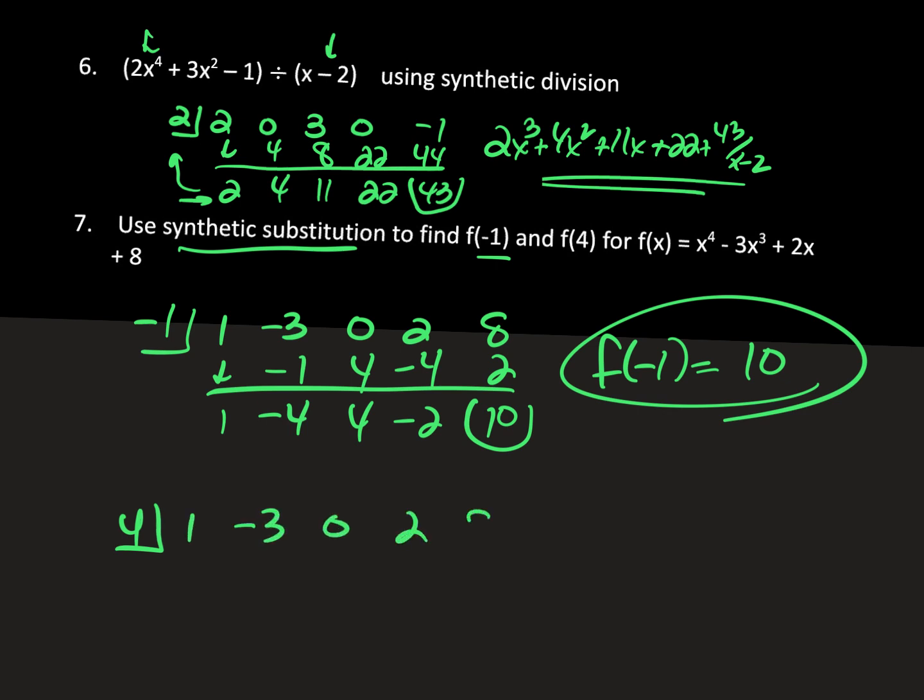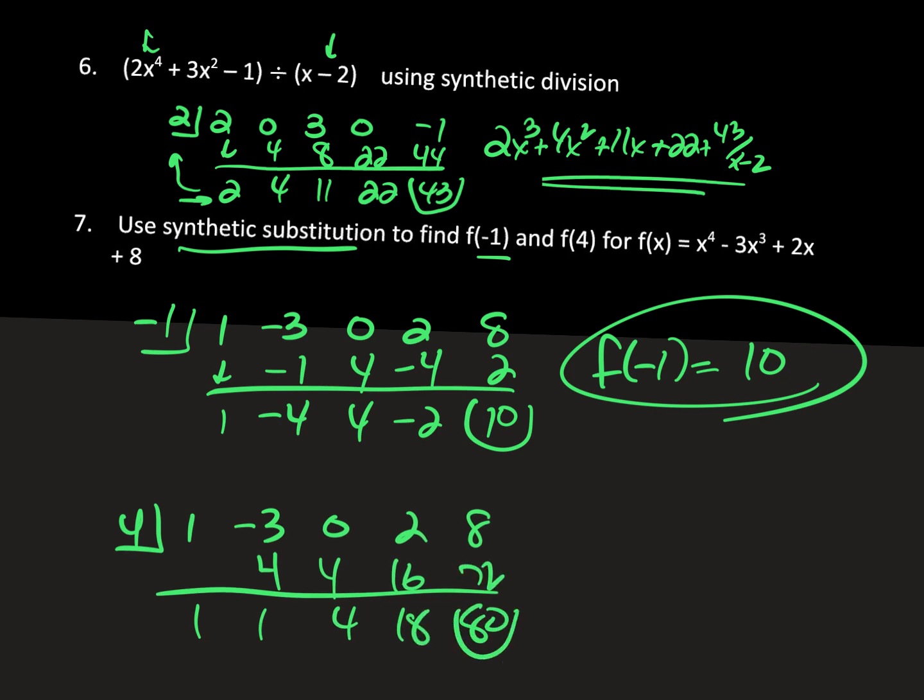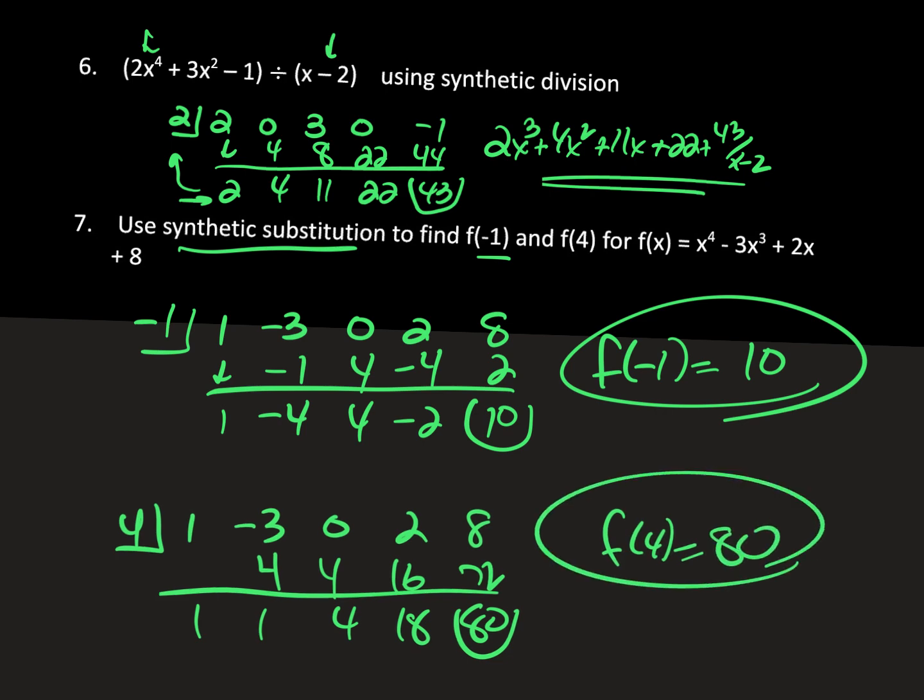I'm going to do the same thing for 4. So two parts to this problem, but doing the same thing. Bring the number down, multiply, add, multiply, add, multiply, add, multiply, add. This time I got 80. F of 4 is 80. Now that's the same thing I would have gotten had I plugged 4 into all the x's in there. Just a better way to do it.